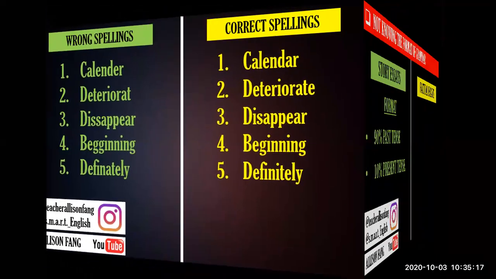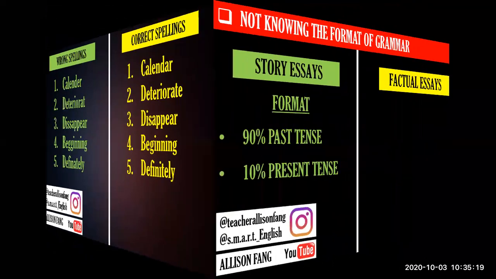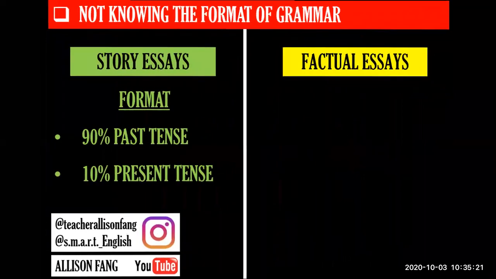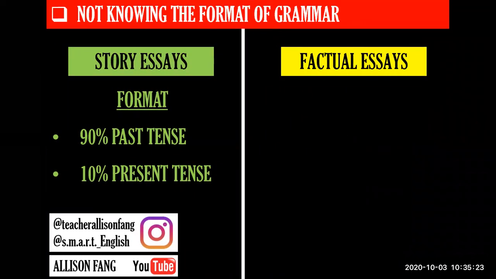For the second way, how you would fail your English essay is when you do not know the format of grammar. I'll break it down into 2 types of essays. In every essay, there's either a story essay or a factual essay. A story is something that happened in the past. It has already happened to the character. Hence, you must use past tense.